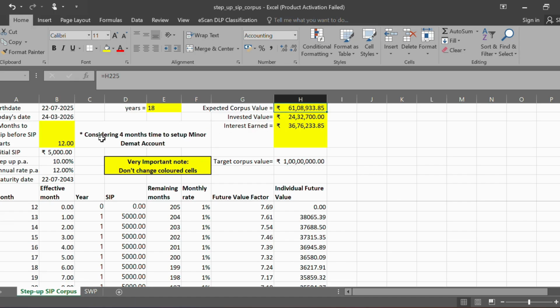Now let's increase it to 8000 rupees. You can see we are getting closer. Let's increase it slightly more, 8500 rupees. And here we can see the corpus crosses our target amount. So this is how you can easily adjust your SIP based on your financial goals.